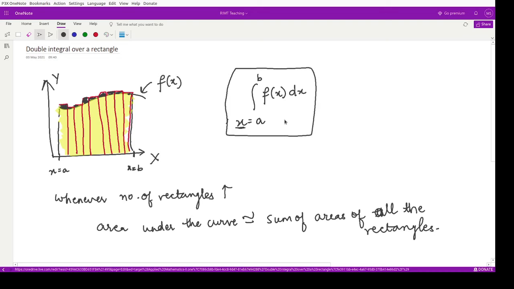So this we already know, how to perform these integrations, the definite and indefinite integrals, how they are calculated, and they represent the area under the curve. This we already know.